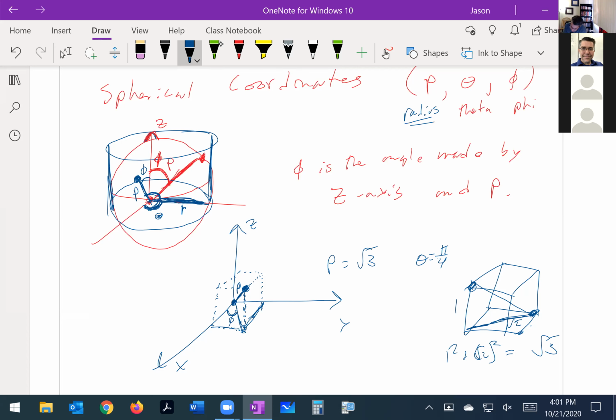Okay, and then I'm not even going to try to figure out what phi is. I could probably figure it out because again, this is 1, this is 1. So what's the angle made here? What is that angle?